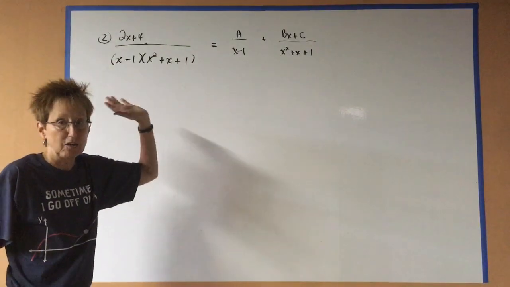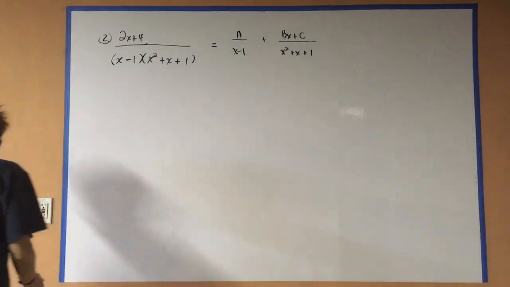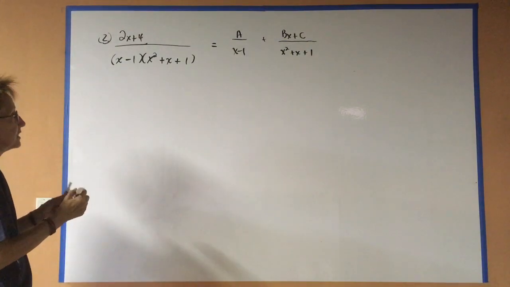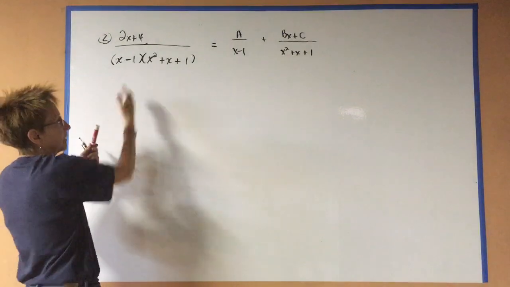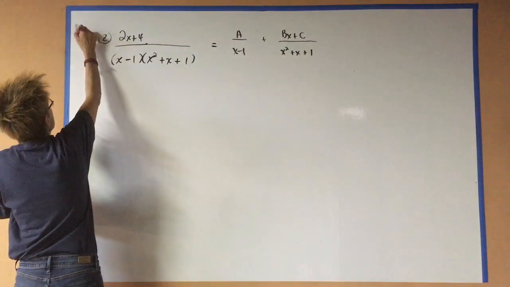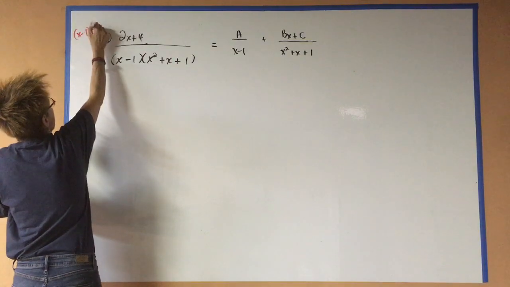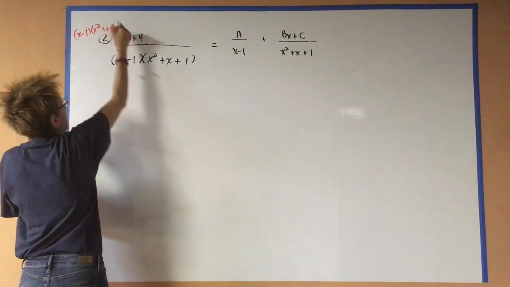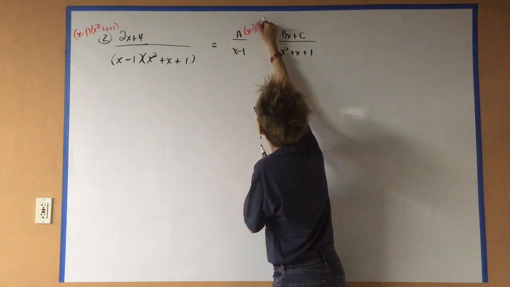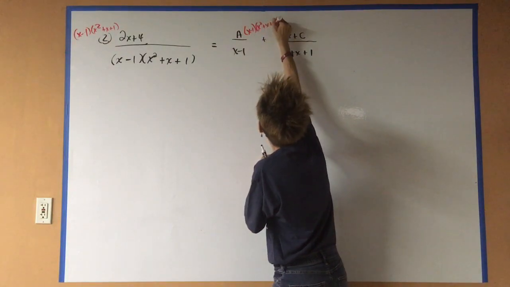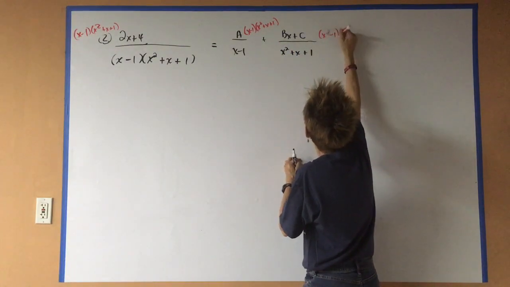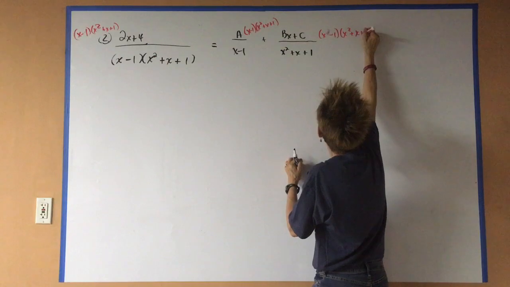This is what I need to solve. So again, I'm going to multiply both sides by the LCD, and the LCD is always going to be this guy right here. So I'm going to take both sides times x minus 1, x squared plus x plus 1. And there's two terms here, so x minus 1, x squared plus x plus 1, x squared x minus 1, x squared plus x plus 1.